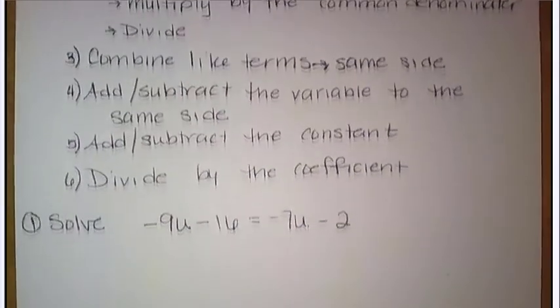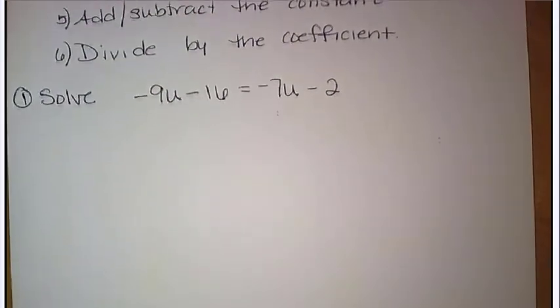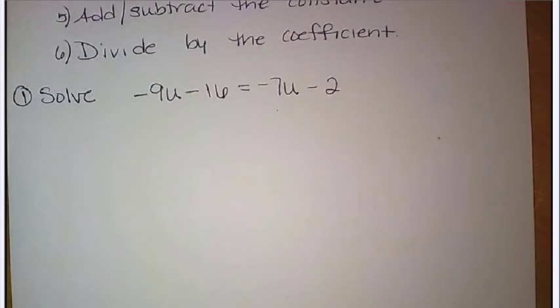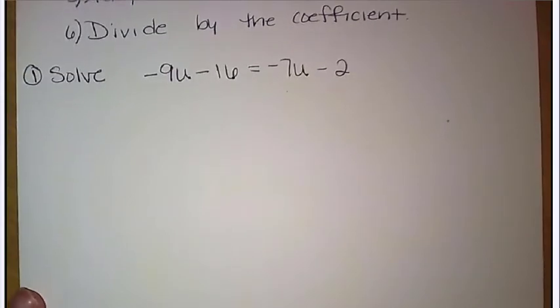Okay, so the first problem that I have written here for you is negative 9u minus 16 equals negative 7u minus 2. And again, we're going to ask ourselves those questions. So first of all, do we have any parentheses we need to distribute? As you can see, there's no parentheses in this problem, so we get to skip right over step 1. The second question would be, are there any fractions? There's no fractions, these are whole numbers, so we can go ahead and skip over step 2.